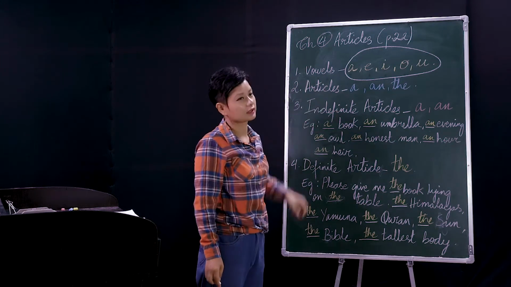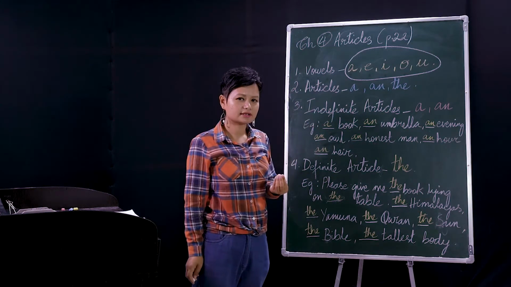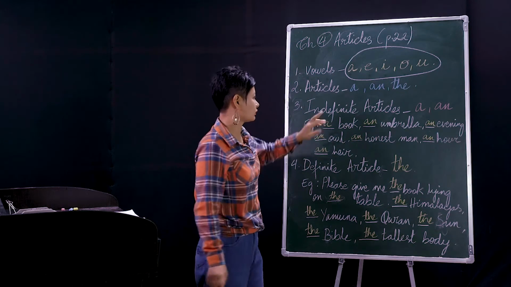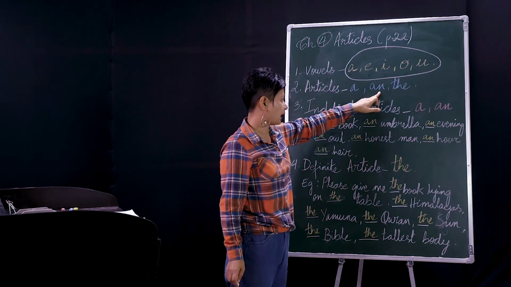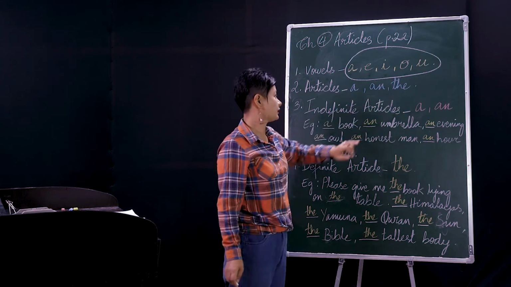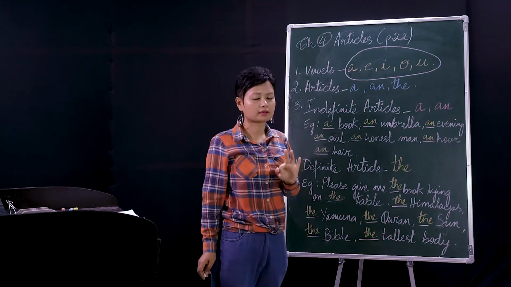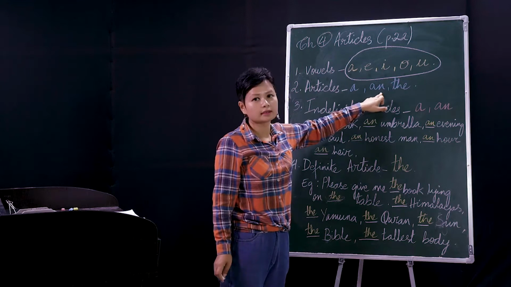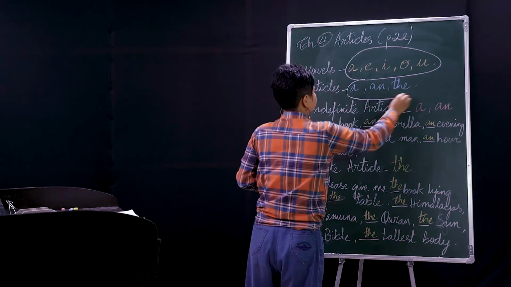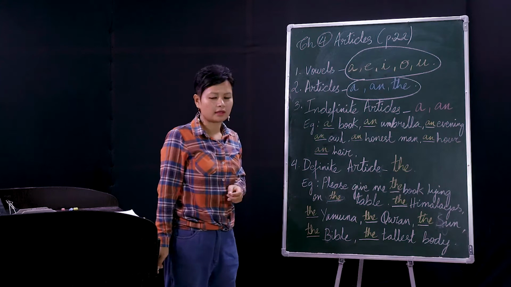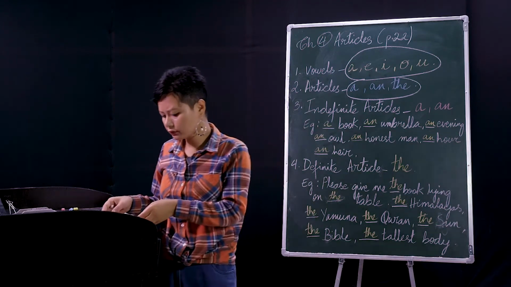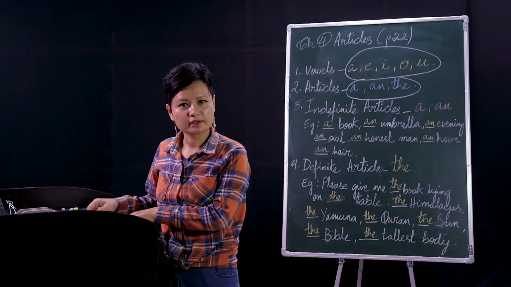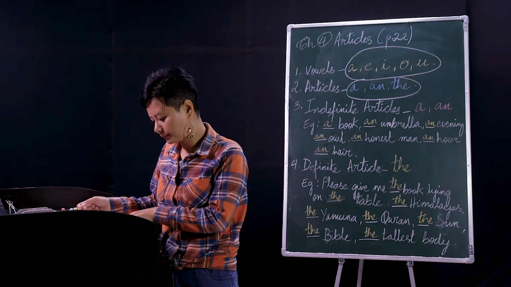Now, what are articles? Here, in the English language, there are 3 articles, only 3. You have to remember only 3. So they are a, an and the. Let me repeat again. There are 3 articles in the English language. They are a, an and the. So these are articles. And if you look at the textbook, page number 22, they have given the definition of articles in the first part.